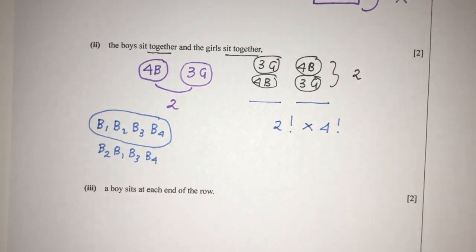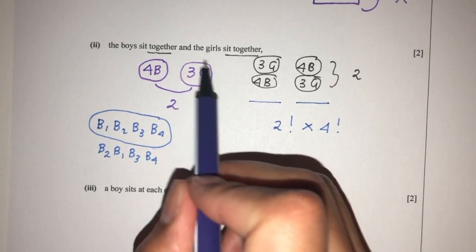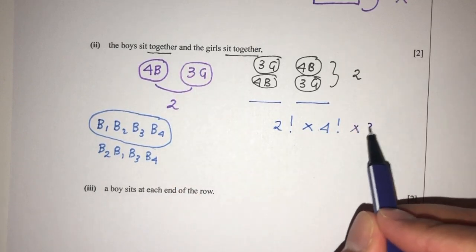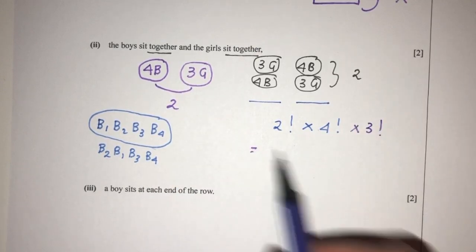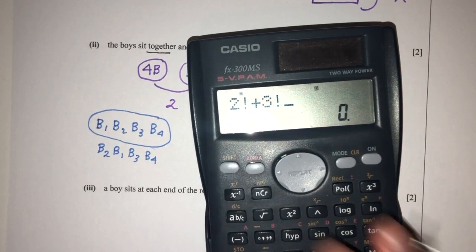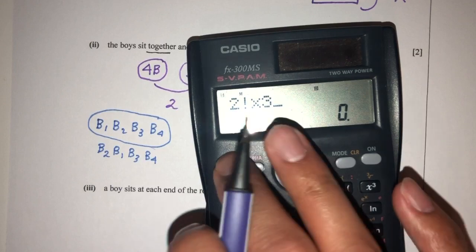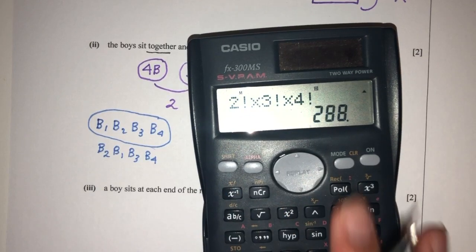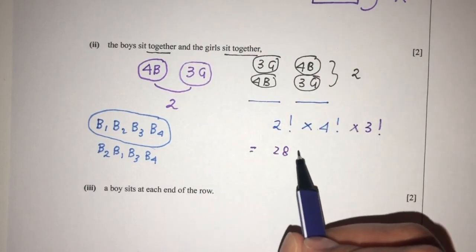Now, the same logic applies because we have 3 different girls. We will have 3 factorial ways of arranging them. So your answer will be 2 factorial times 3 factorial times 4 factorial. That should be 288 as your answer.